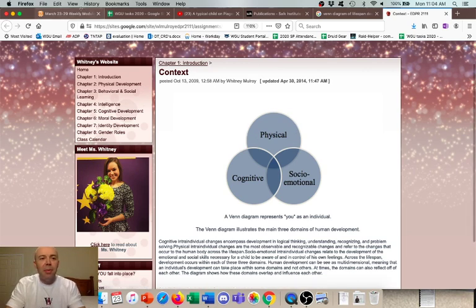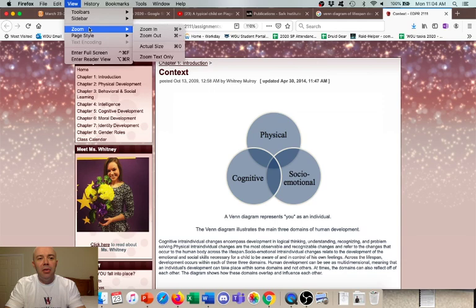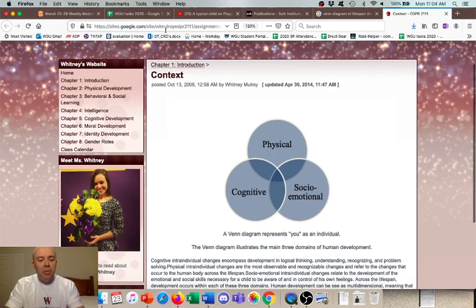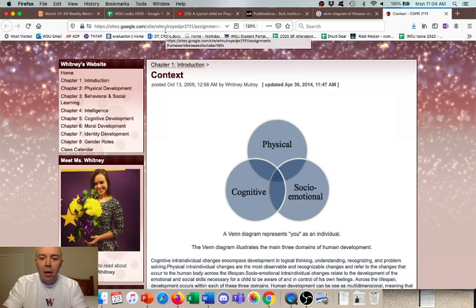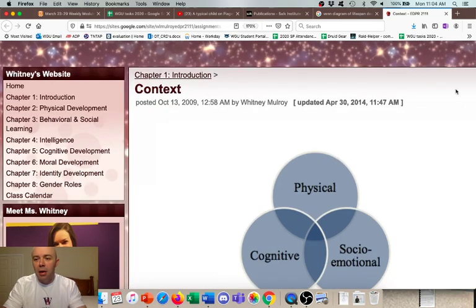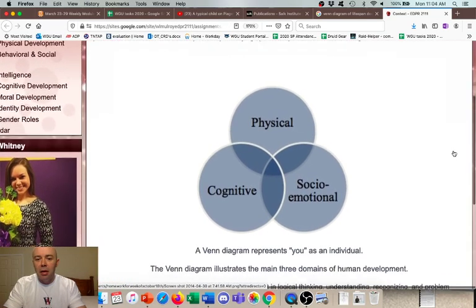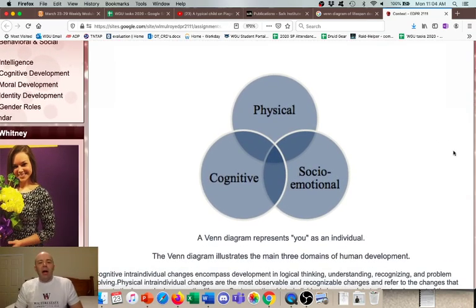Let me try to zoom in a bit on this. Zoom in. Physical, cognitive, social, emotional. Your textbook uses the word psychosocial, but that means pretty much the same thing.